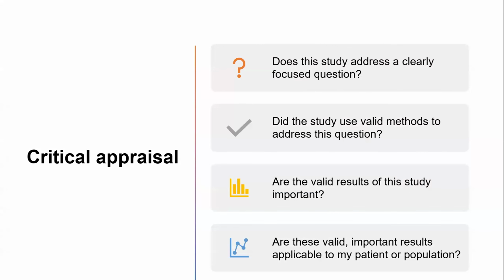Now, what are the main things the quality appraisal tool includes? Mainly it will include: Does this study address an appropriate focused question? Did the study use valid methods to address this question? Are the valid results of this study important? Are these important results applicable to my patient or population? These are the basic questions you can see in any kind of quality assessment tool.